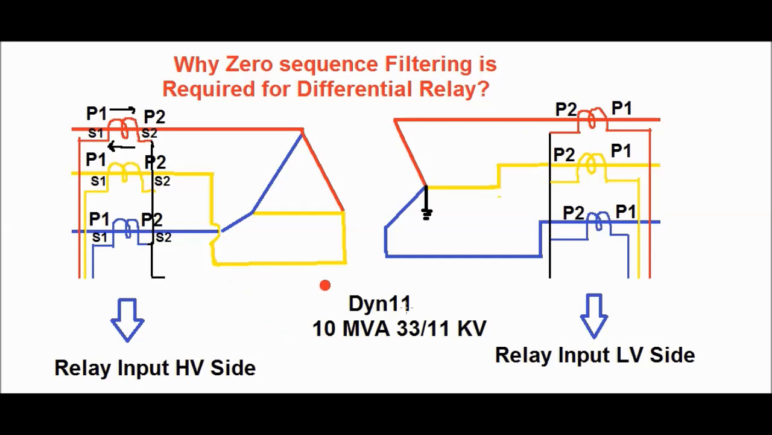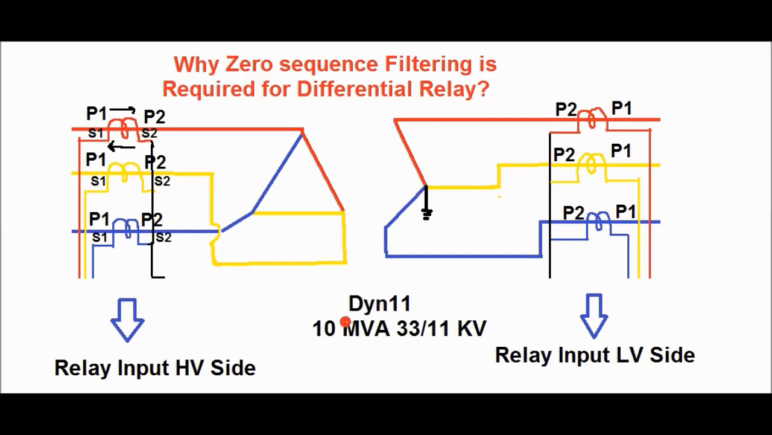Here the connection has been shown for a 10 MVA 33/11 kV DYN11 type transformer. So the vector group of the transformer is DYN11. The HV side is delta connected and the LV side is star connected with the neutral taken out, and the LV side induced voltage is leading the HV side induced voltage by 30 degrees.